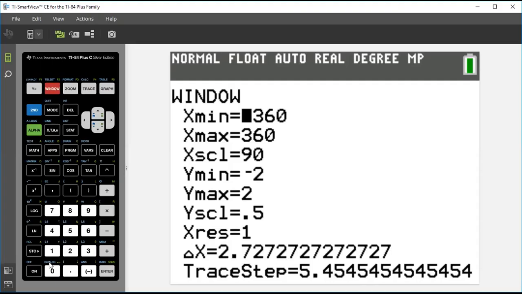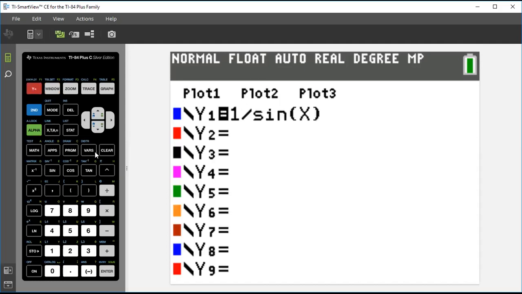So I'm going to go window and I'm going to change that to 0. And I'm going to go y equals and I'm going to just type it in. And we're going to find intervals for where this is less than 1. So I'm going to go cos of x minus, what was it, sine of x.